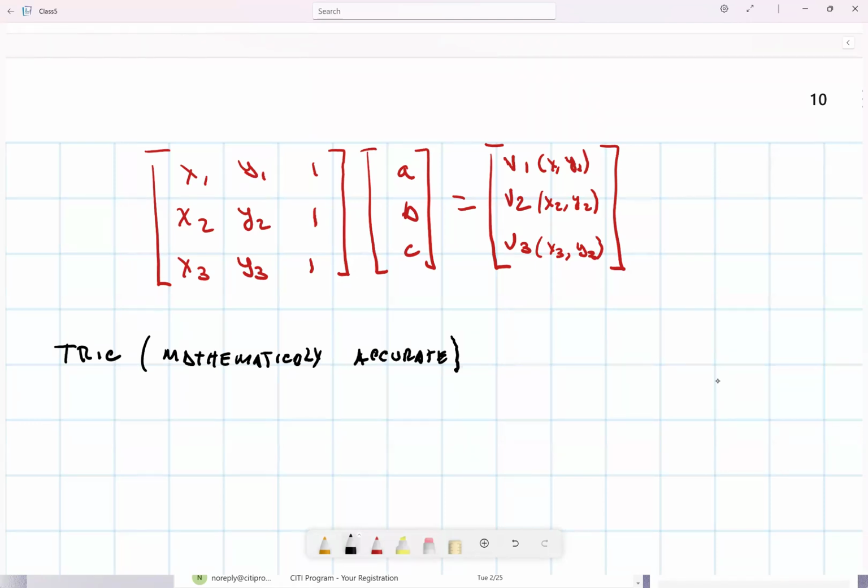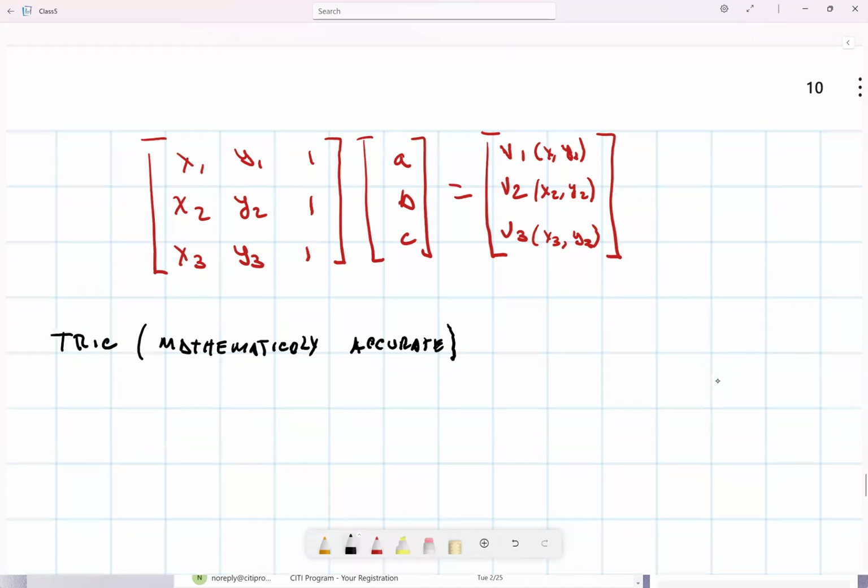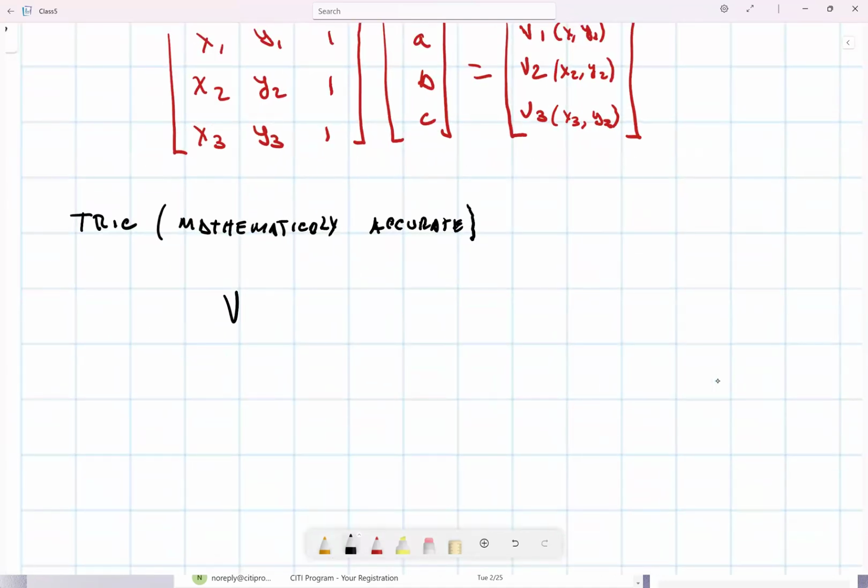Say that we want to solve for the voltage at any point, the value of the function of x and y, which will be given by ax plus by plus c.